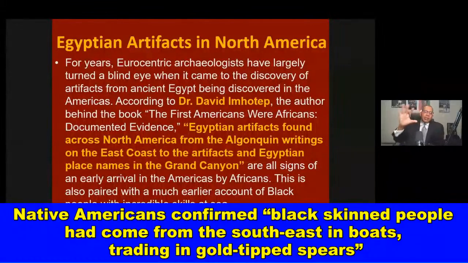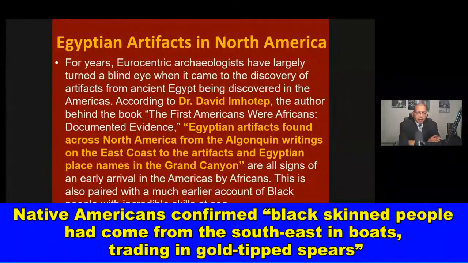Now, we know Columbus never came to the land we call the United States of America. The closest he comes here is 90 miles away, but he's in the Caribbean. He's in Central America. So he's in the Americas, but he never comes to the land we call the United States of America.